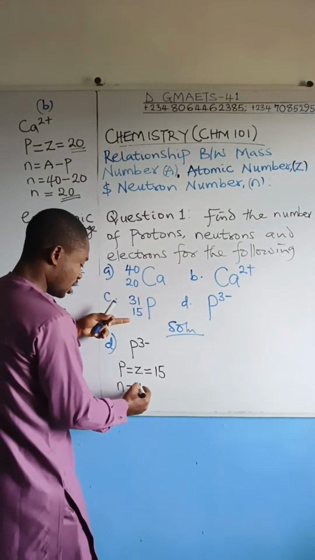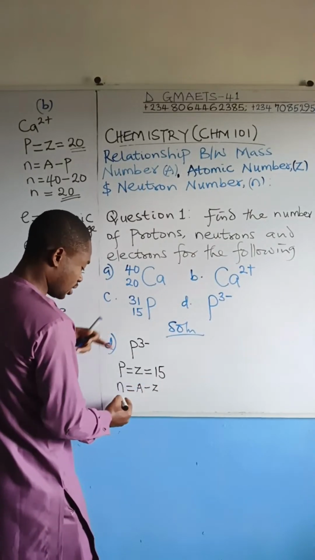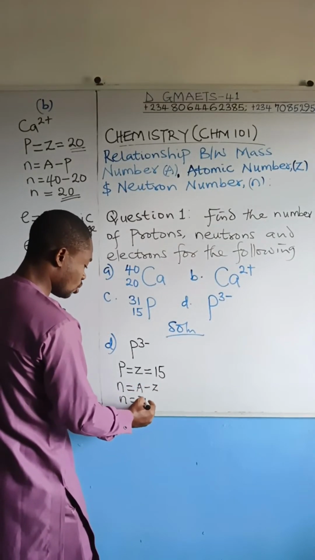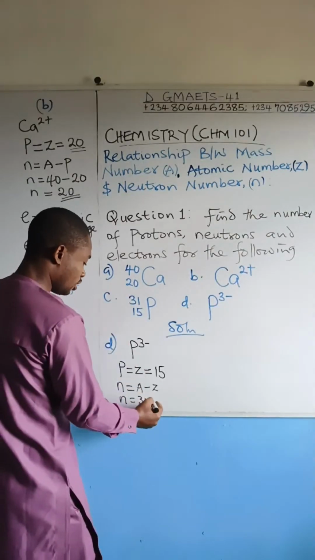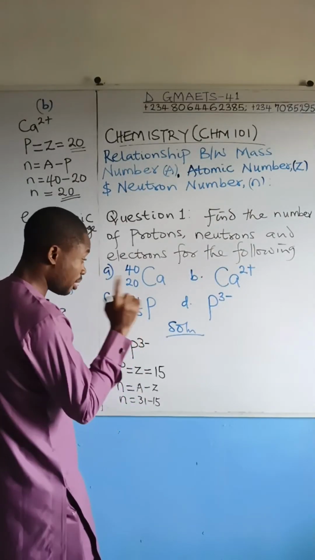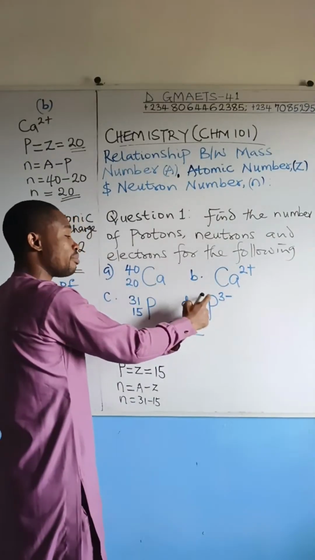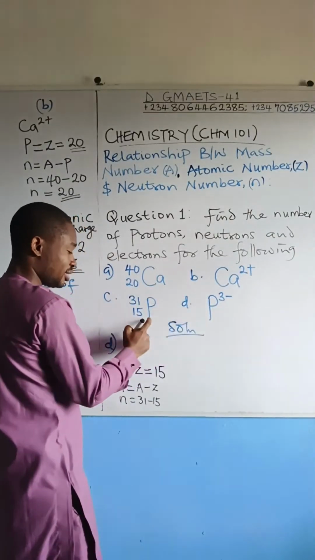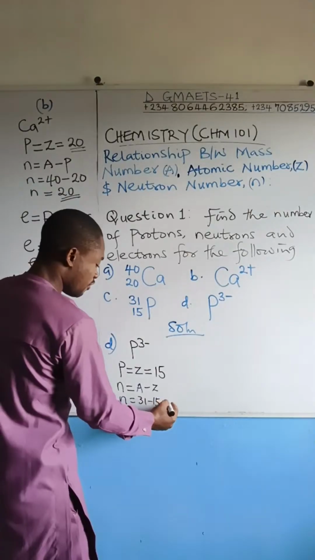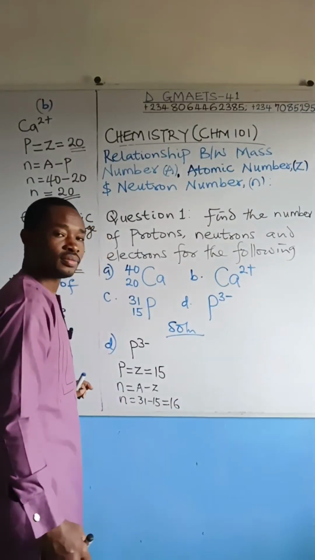Anyway, let me write it. A minus Z. So neutron number will give you 31 minus 15. Remember, this is what we are solving for. But like I said, the mass number and the atomic number is the same as that of the atom. So if you subtract this, you get 16.